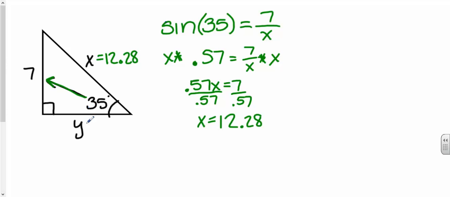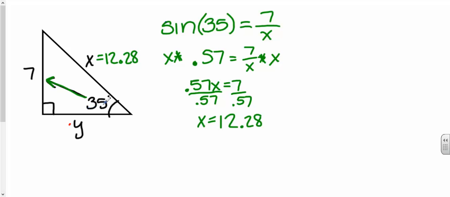Now, in order to find y, now that we have two of these sides, you could absolutely use the Pythagorean theorem, a squared plus b squared equals c squared. But since trig is the new thing, I'm going to use trig for this. So I'm going to go after y this time.